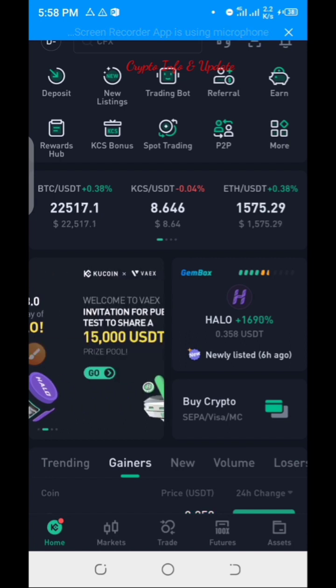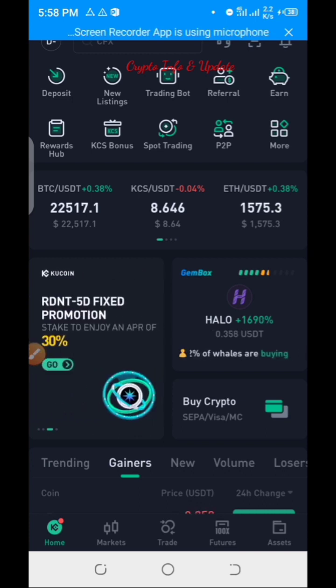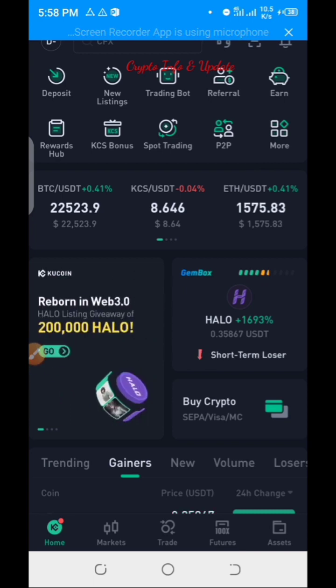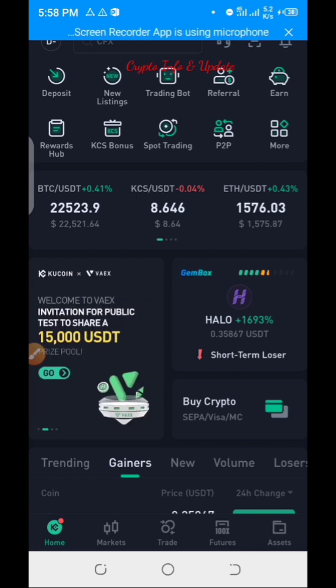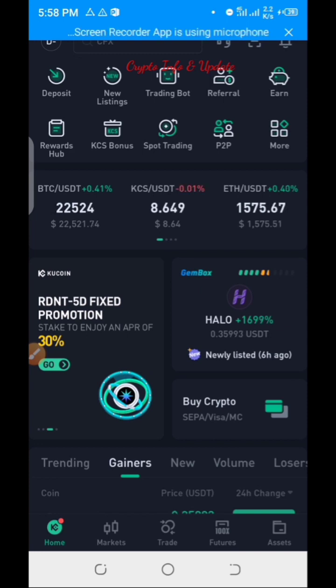This Bitcoin arbitrage trading, you can implement it on Binance, on Bitmart, on KuCoin and a few other exchanges. For this study, I'm just using this KuCoin exchange. Let me just show you something.